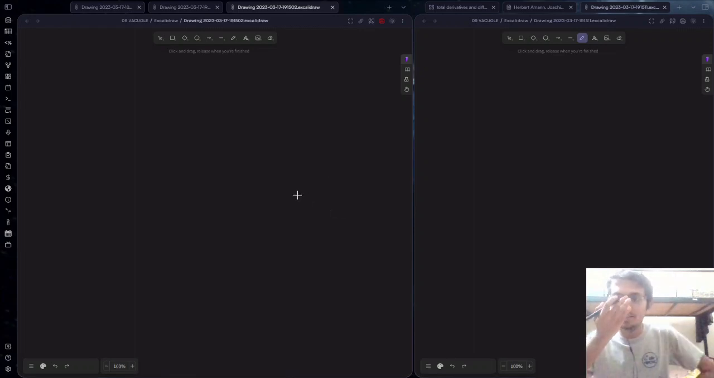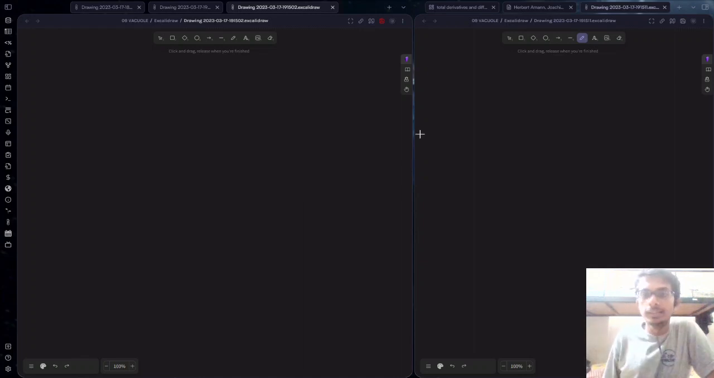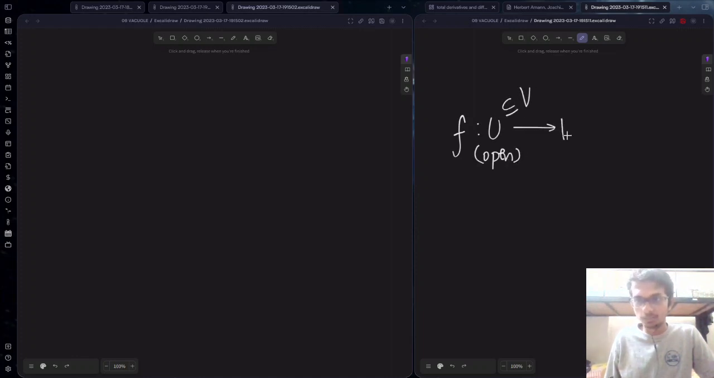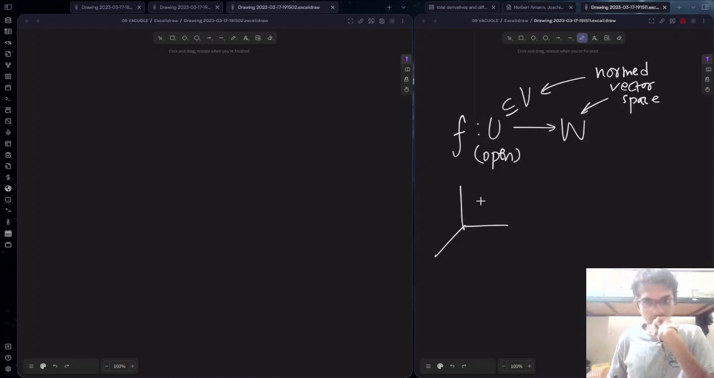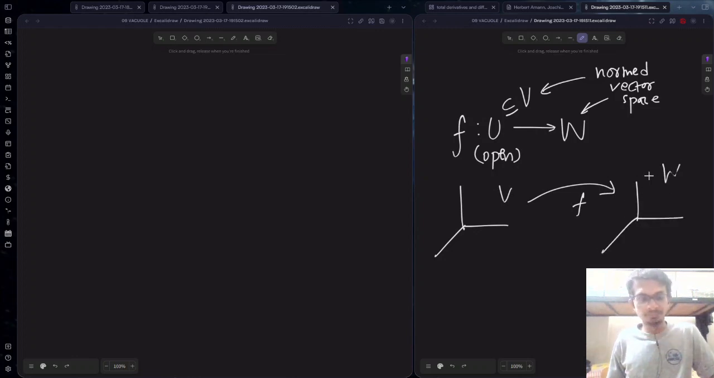So I want to define derivatives now. What I will do is take a function from an open interval of a normed vector space. These two will be normed vector spaces. We have two different norms and two different spaces, V and W, and the function will map vectors over here to vectors over there. So I need to define derivatives.